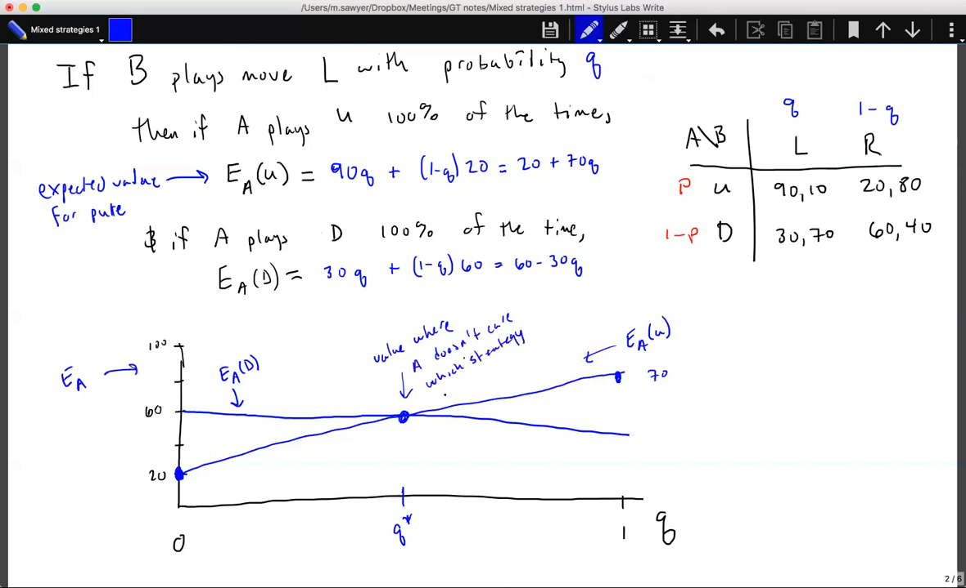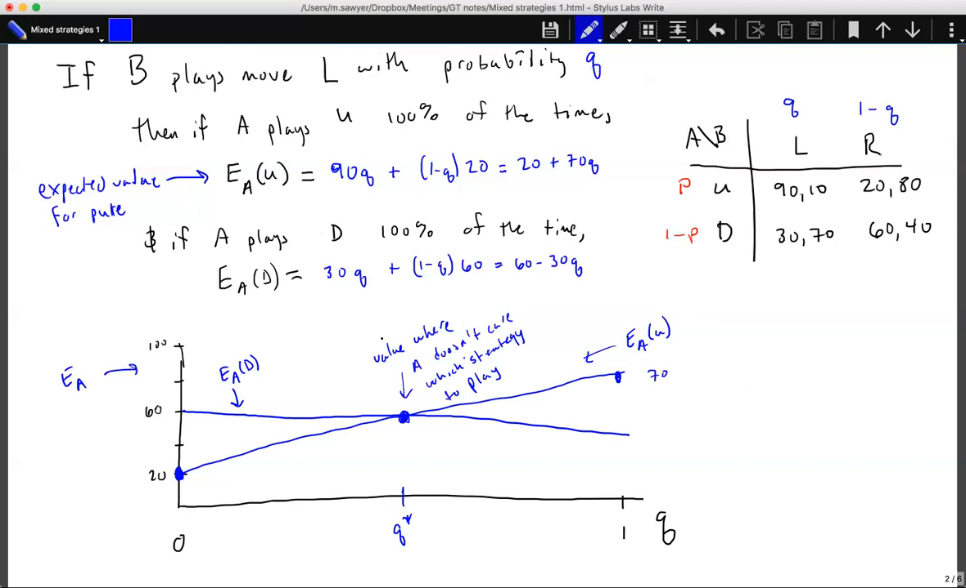Because on either side, A would get more points if B chose to play Q higher than Q star, A would choose to play up. If B chose to play Q lower than Q star, then A would choose to play down to get a higher expected value. So if B chooses to play at Q star, then it doesn't matter what A chooses to play.